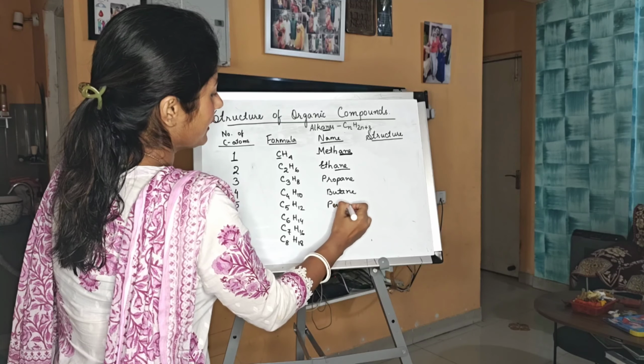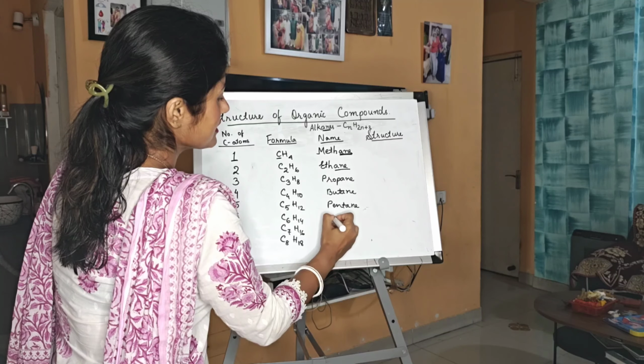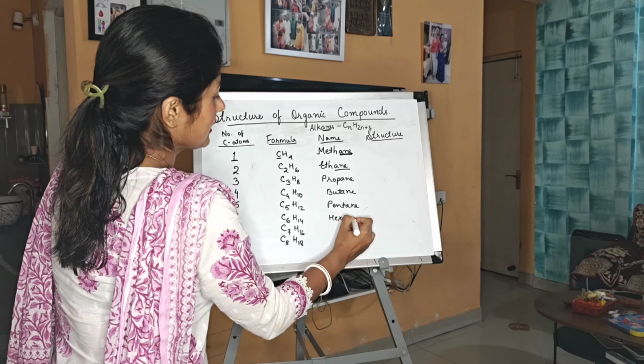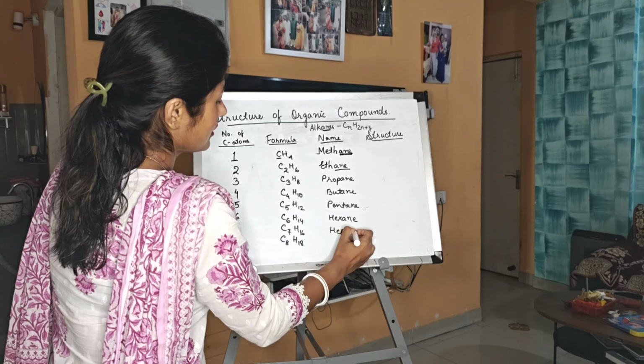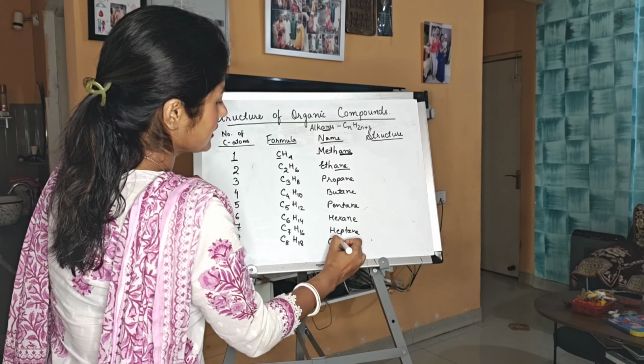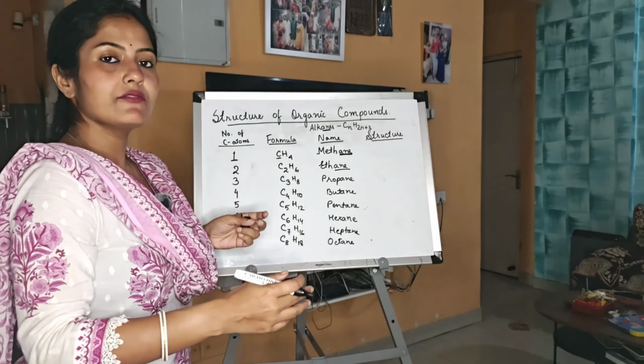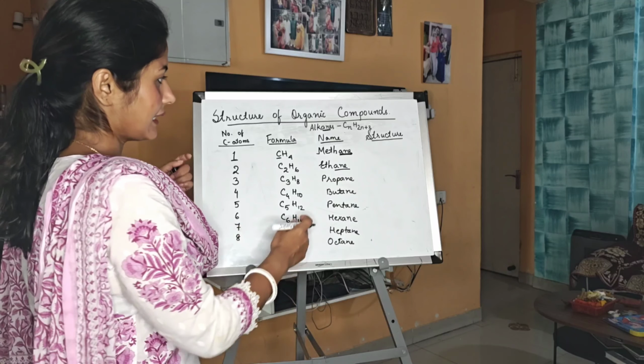For 5, pentane. For 6, it is hexane. For 7, it is heptane. For 8, it is octane. For 9 and 10, for 9 it is nonane and for 10 it is decane.